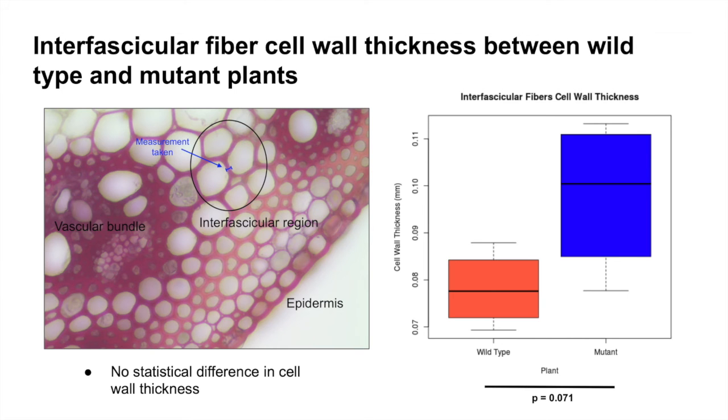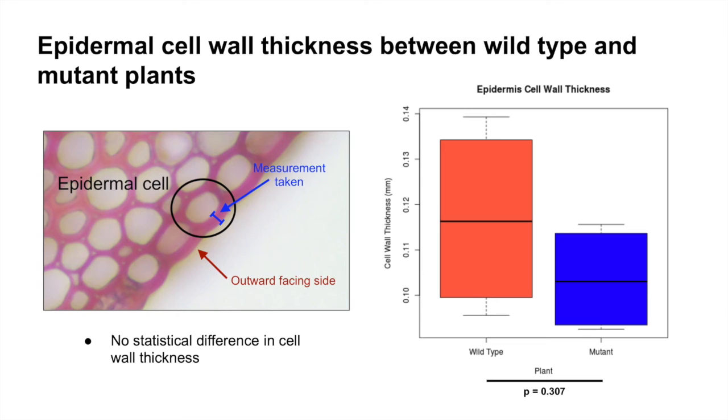We took 10 measurements of interfascicular fibers for 4 different cross-sections of both the wild type and the mutant plants, and we found that there was no significant difference between cell wall thicknesses between the wild type and the mutants. We repeated this process for epidermal cells by measuring the outward-facing side of the epidermal cell, and we took 10 measurements for 4 cross-sections of both the wild type and the mutant plants, and again, we see no significant differences in cell wall thickness between the wild type and the mutant plants.